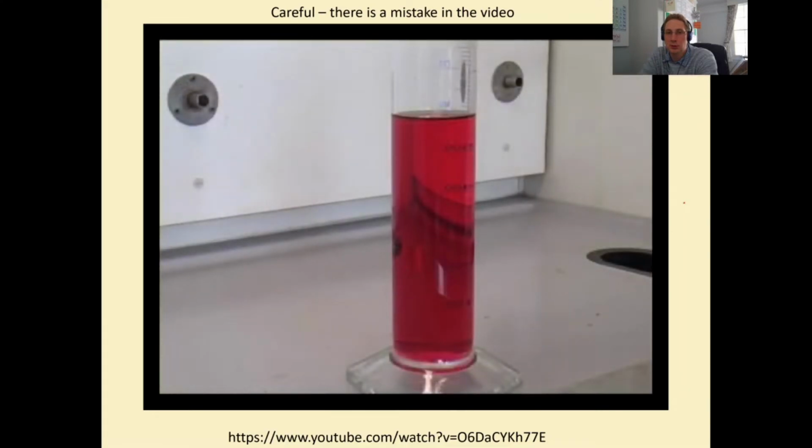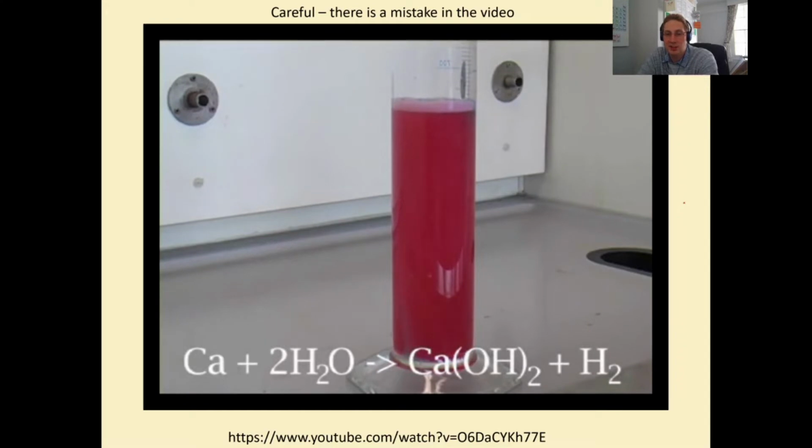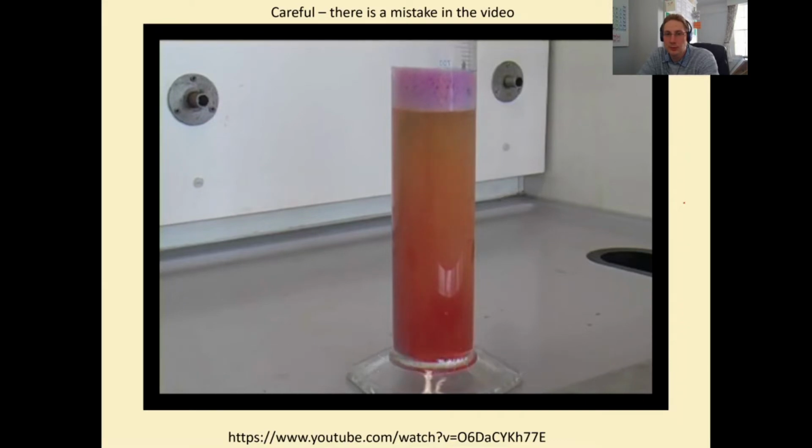We can demonstrate the production of calcium hydroxide by putting some calcium in universal indicator solution. As before, hydrogen is produced, giving foam at the top of the cylinder. And also, as the alkali calcium hydroxide is produced, we can see that the universal indicator solution gradually turns orange, then green, then blue, showing that the solution has now become alkaline.